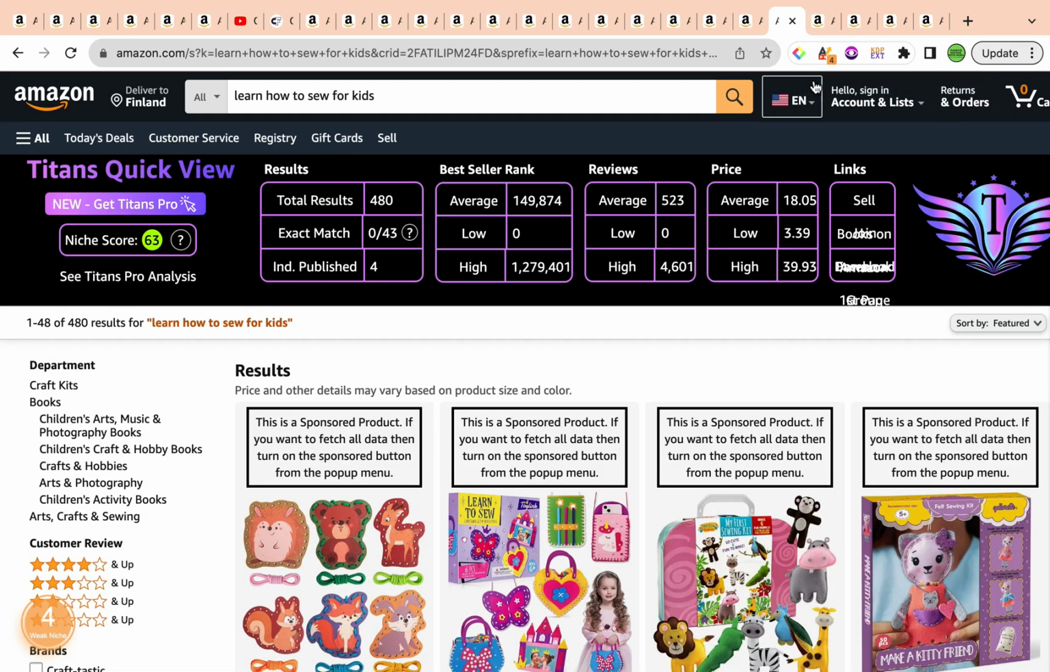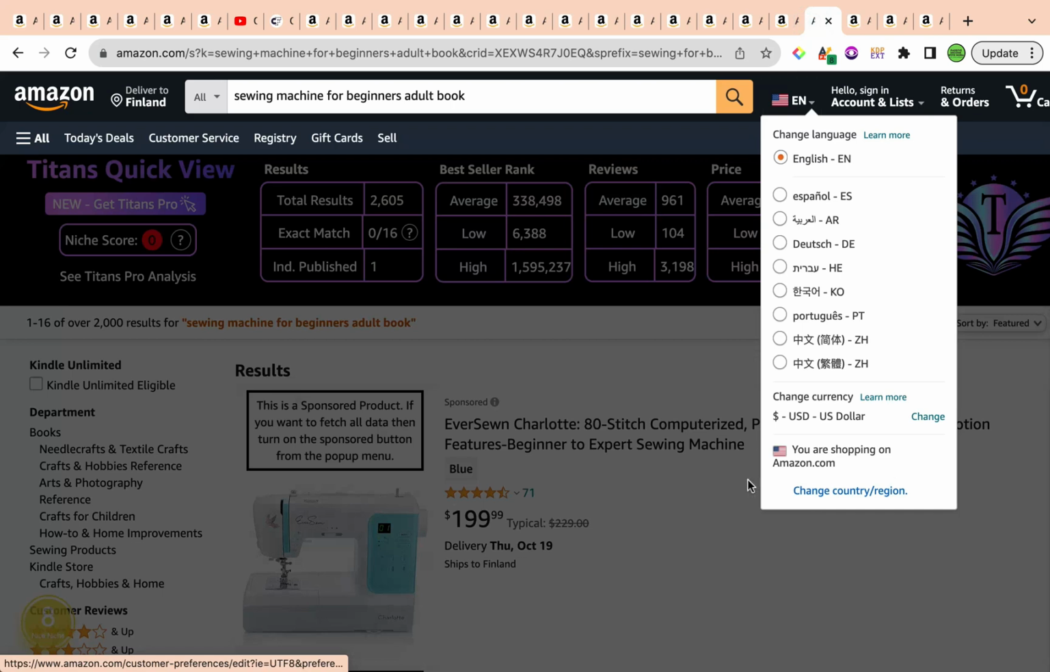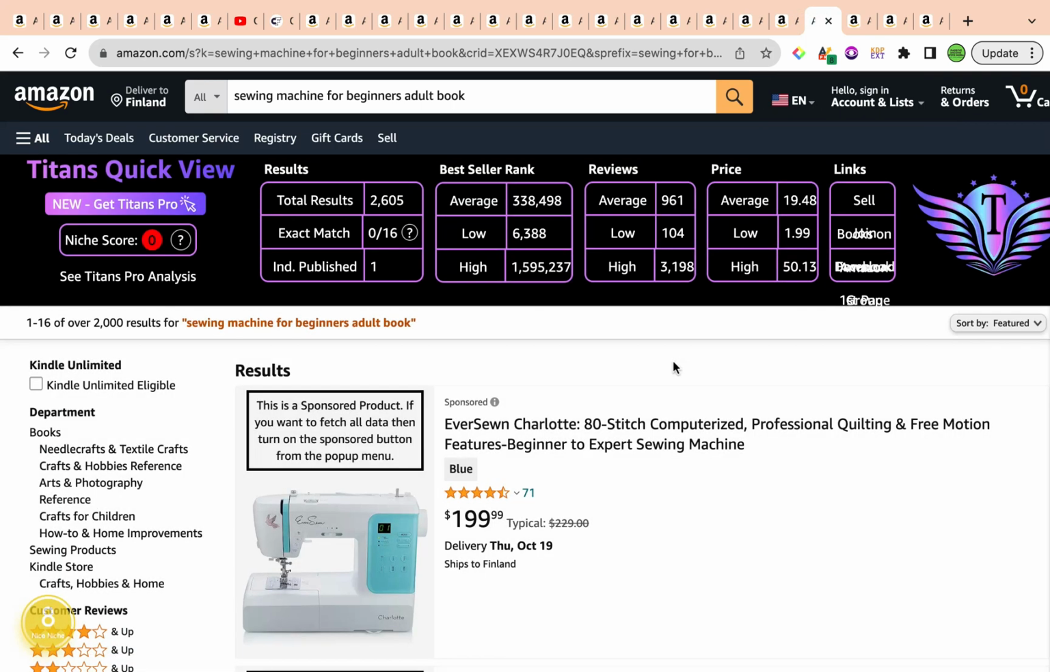Let us have a look at the third keyword for the day. And the third keyword for the day is sewing machine for beginners adult book. Sewing machine for beginners adult book has total results of 2,605, and it is quite high, not as high as we avoid, but it is on the higher side. But don't be discouraged, because there is a lot of potential under this keyword.